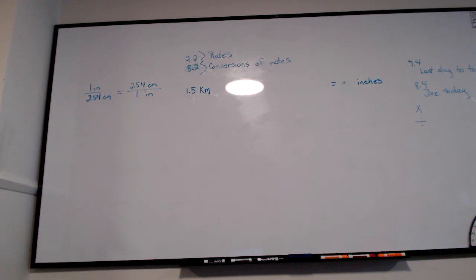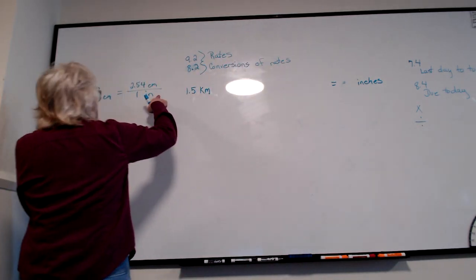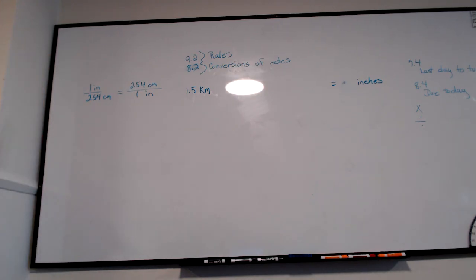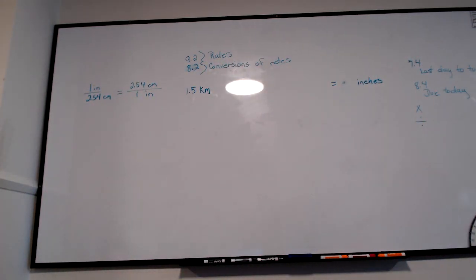Look at my conversion rate. What is it between? What are the two units? 2.54 centimeters and inches. But we have kilometers. So to use this, I need to get this into centimeters. Okay, does anybody know the conversion rate on that? Oh, now you have to know metric, don't you?